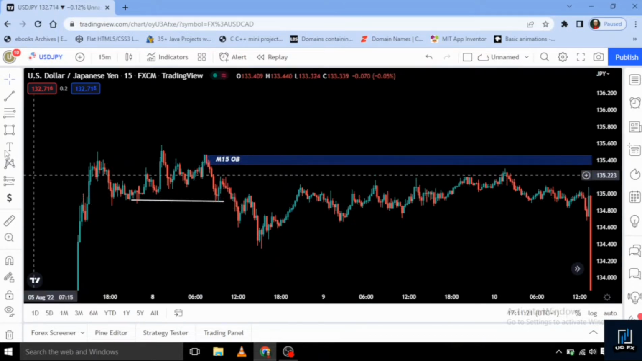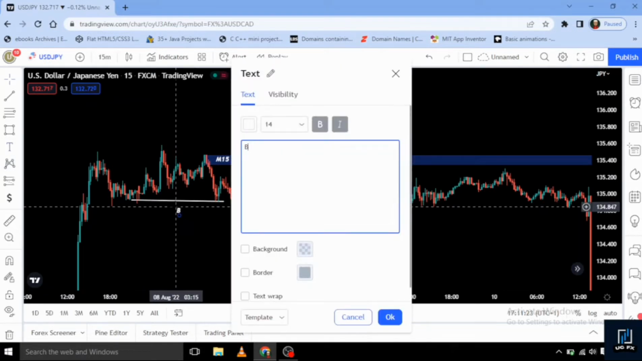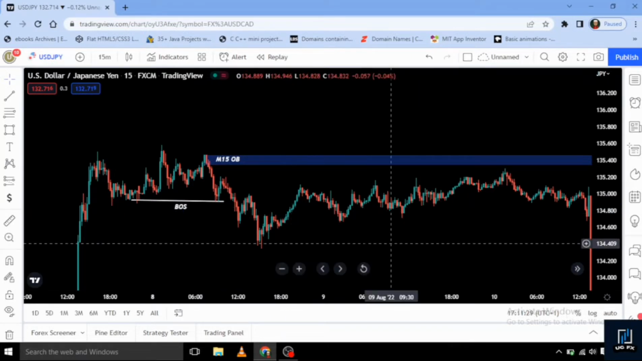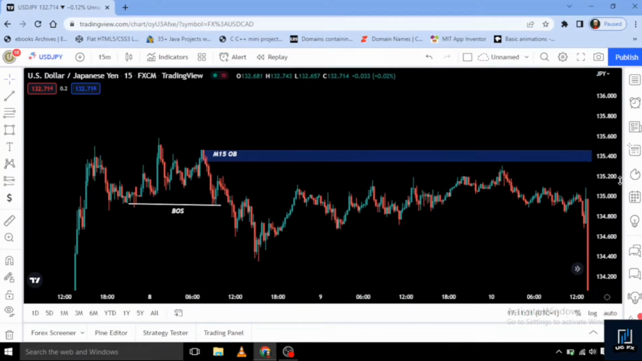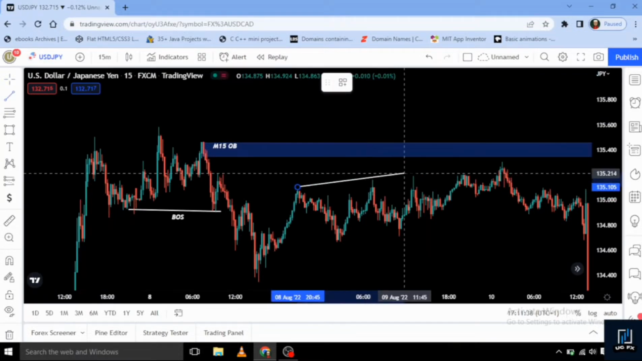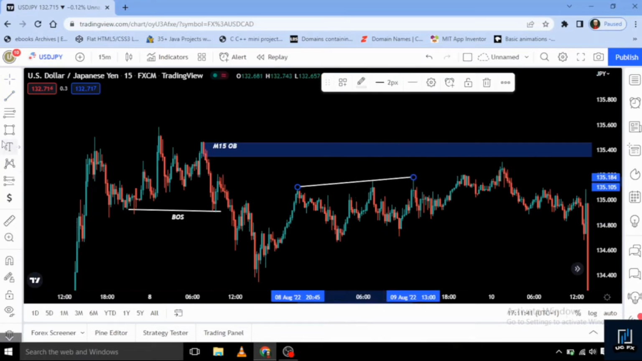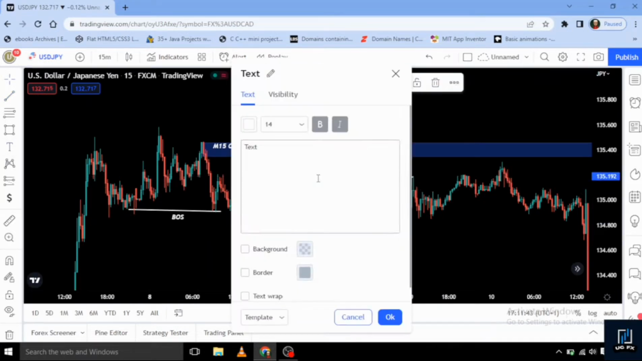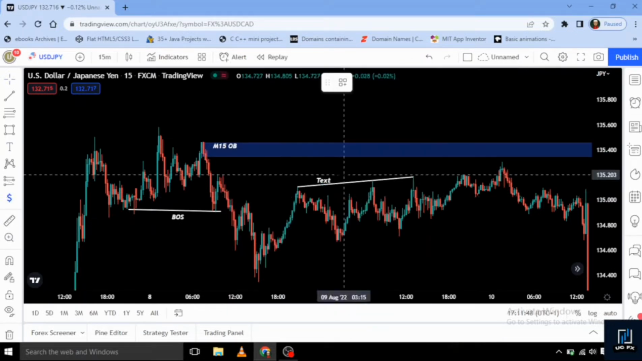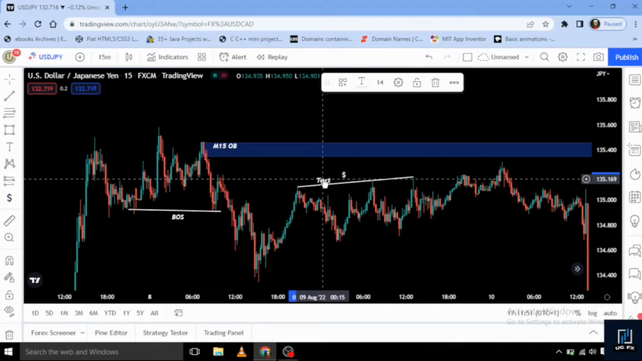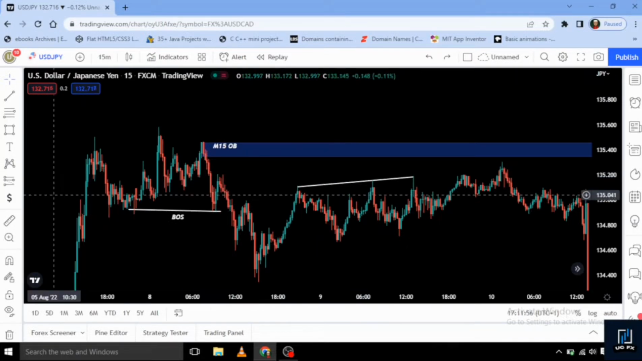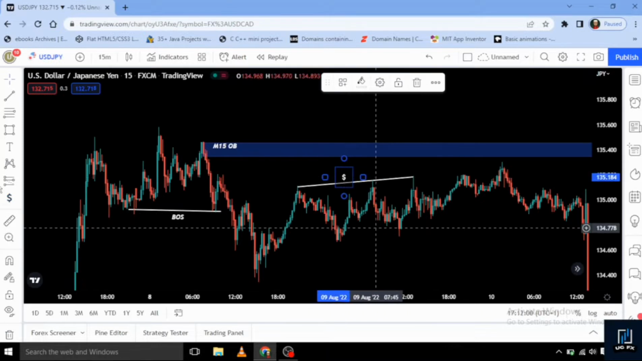Then after that, we had a break of structure. And after break of structure, what next? You need to see liquidity in form of equal highs. So we had liquidity in form of equal highs. Let me just mark it out as liquidity. So we had our liquidity in form of equal highs.